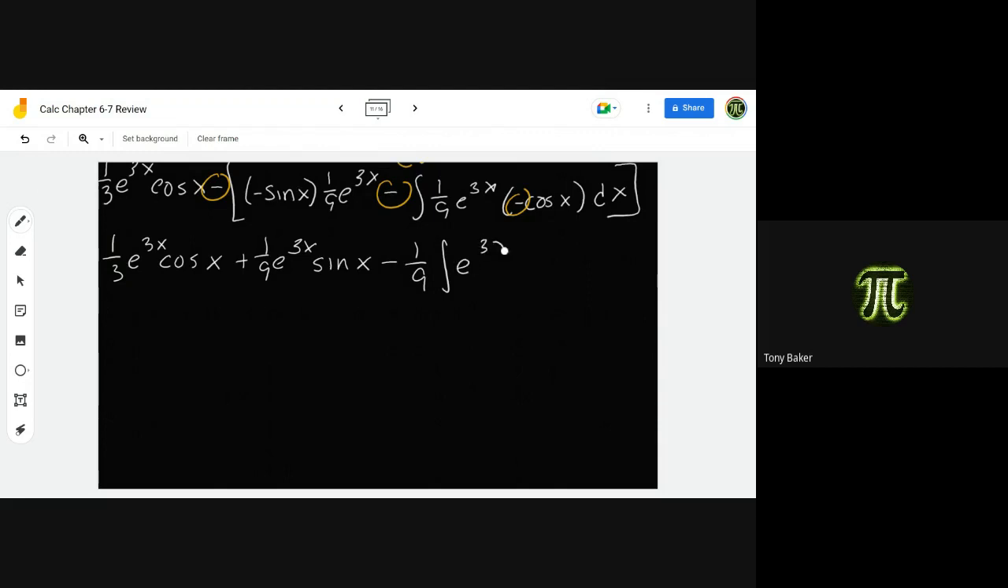So e to the 3x cosine x dx. So you can now bring that part over and you're dividing the whole thing by 2. So your final answer is 1/6 e to the 3x cosine x.